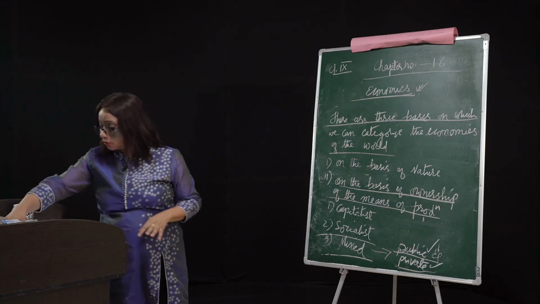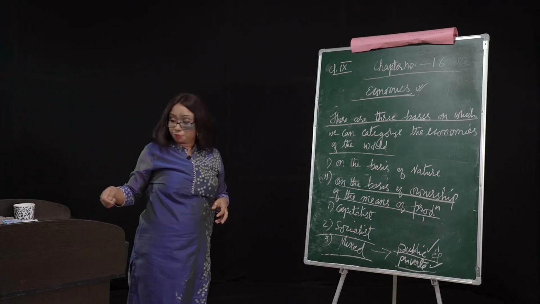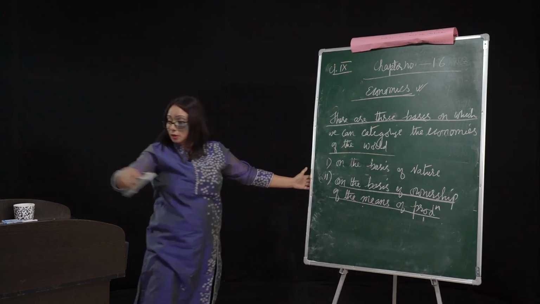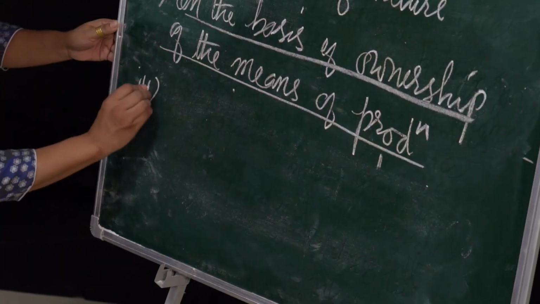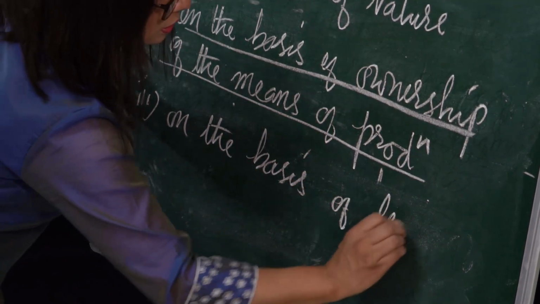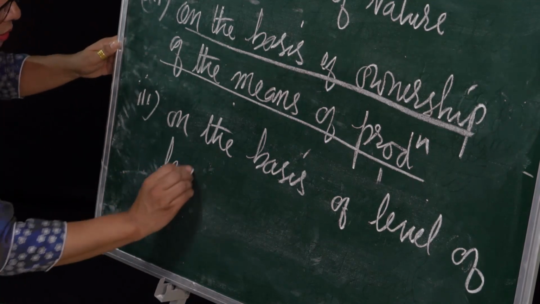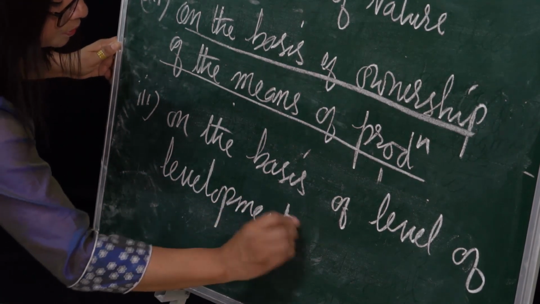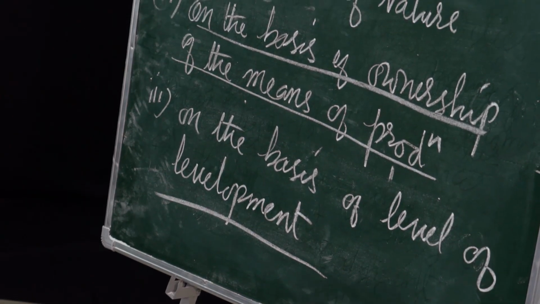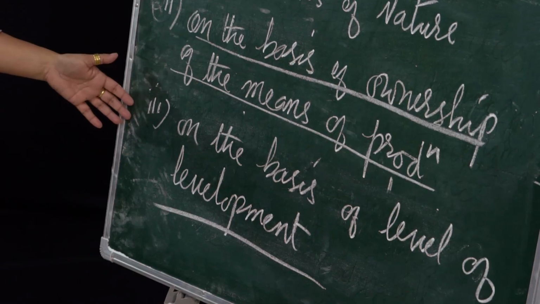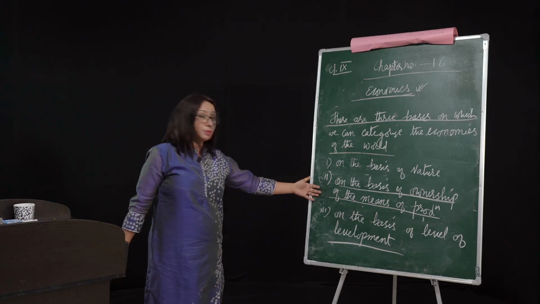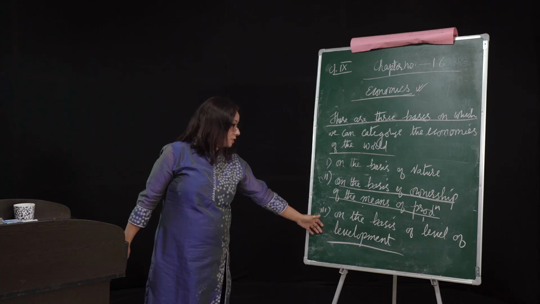That is on the basis of level of development. We have done the classification on the basis of ownership of means of production: capitalist, socialist, and mixed economy. Now the third one, on the basis of level of development.